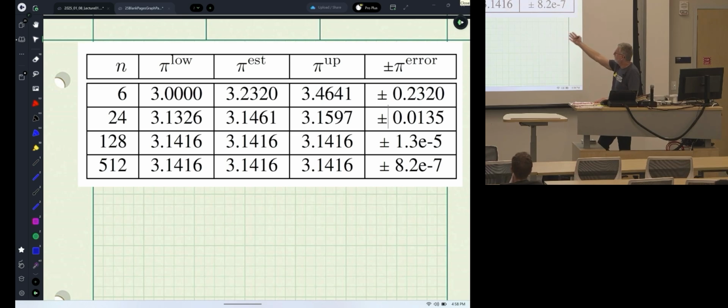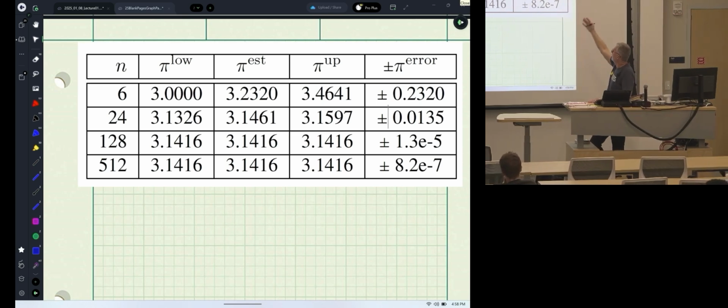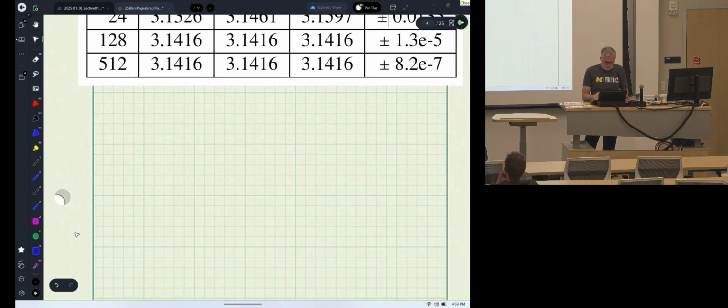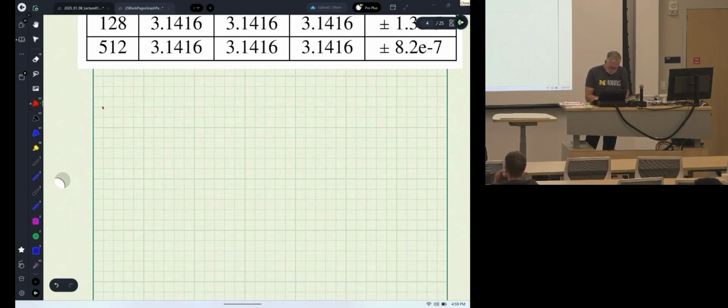Look, by the time you're at 128, the lower estimate and the upper estimate are the same to 4 decimal points. That's the notion of convergence that we will define precisely a little bit later, okay? The estimate is the mean of the lower and the upper bound, and then the error is the upper bound minus the lower bound over 2, okay? So this is what we want to retain.